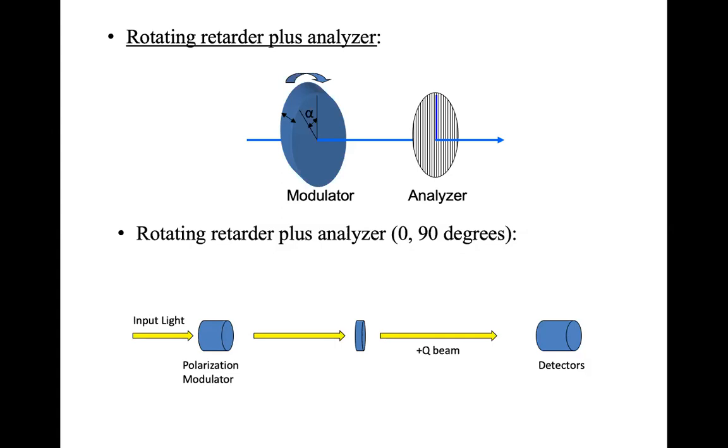Do you know why a half-wave plate is a bad idea? Because it's only linear. A half-wave plate is only a rotation of the frame of reference, so it will never produce any circular light modulation. So it can be almost anything, and you'll see what is the best retardance for this modulator, but it's a bad idea if it were a half-wave plate. So here you have the polarization modulator, which is this one, and a linear polarizer. A linear polarizer will give you what I call the plus Q beam.